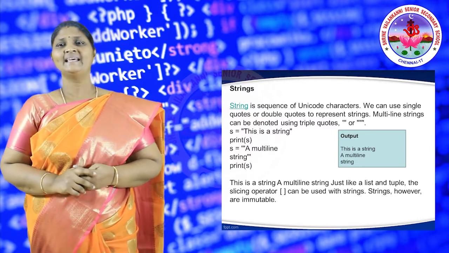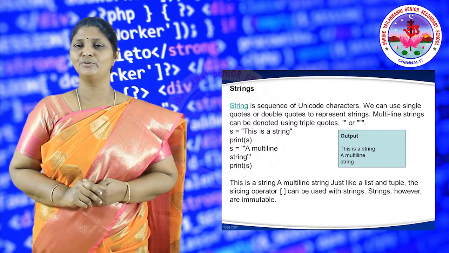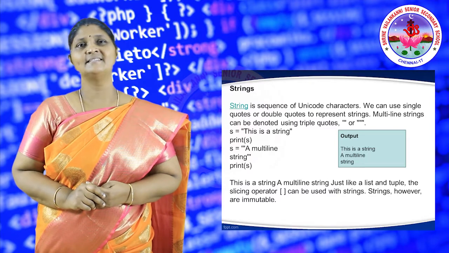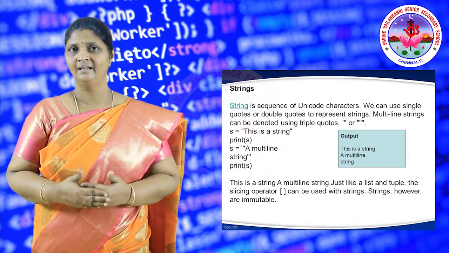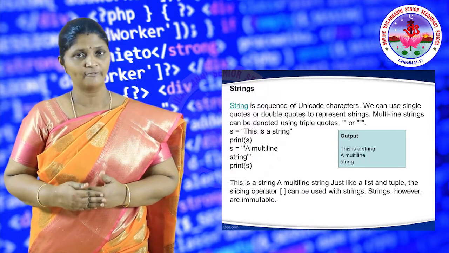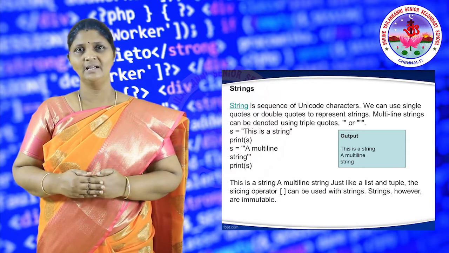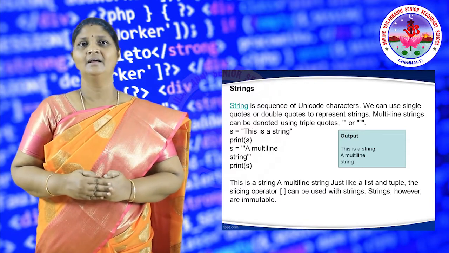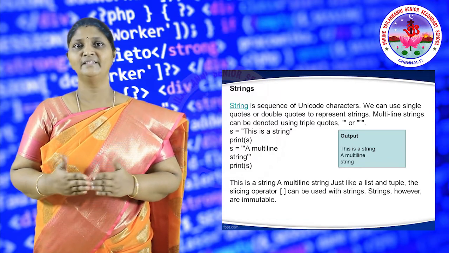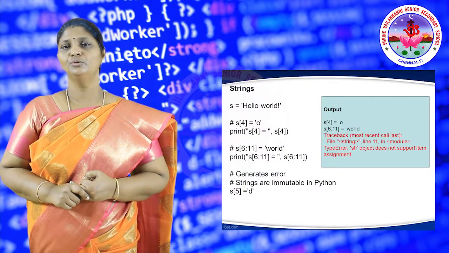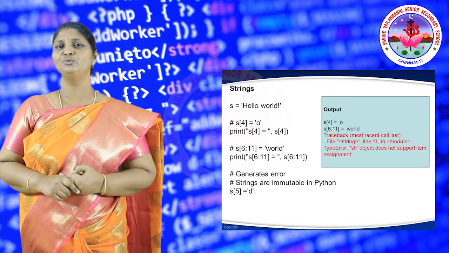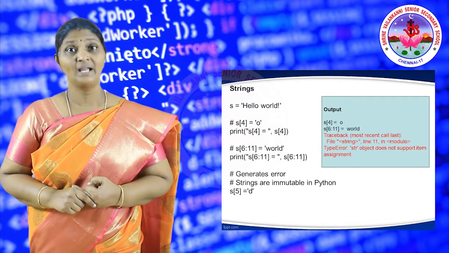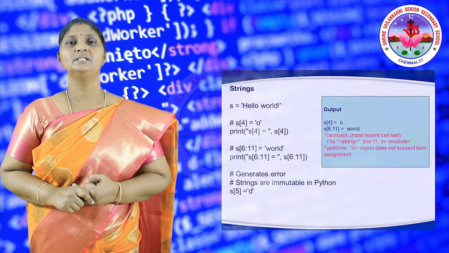Okay. Let's see an example where s is equal to, this is a string, print of s. Then s is equal to a multi-line, where the word string is typed in the next line. Then we give the print statement print of s. The output is, this is a string in one line, then for the multi-line you have a line break, and in the new line we get the same string. Now we try to change s of 5 to d. s of 5 is a blank space, but here we are trying to change it to d. Here it doesn't allow. Why? Because it is an immutable data type.